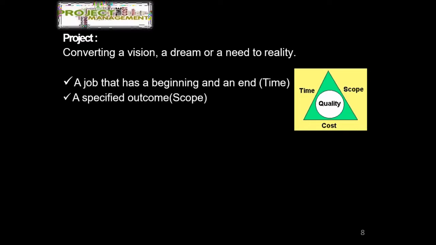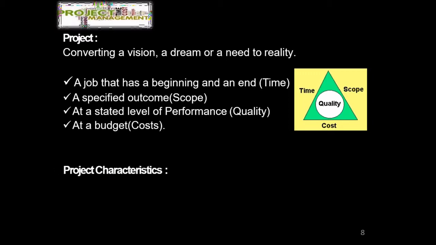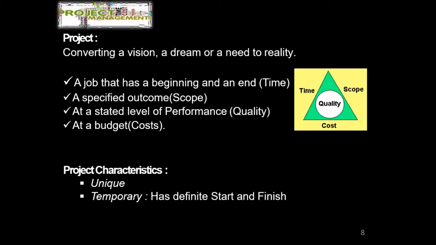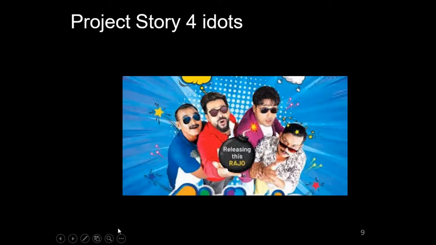So the job that has been given a beginning and end, that is called time, and the specific outcome or scope of the project, whether it is a construction project or a software project, a specific outcome should be there, and at a stated level of performance, the quality has to be maintained, and the budget also is very important whenever you are going to discuss a project. And what are the characteristics of a project? It should be unique, and it has a definite start and end. So the characteristics of a project: a project is different in some distinguishable way.